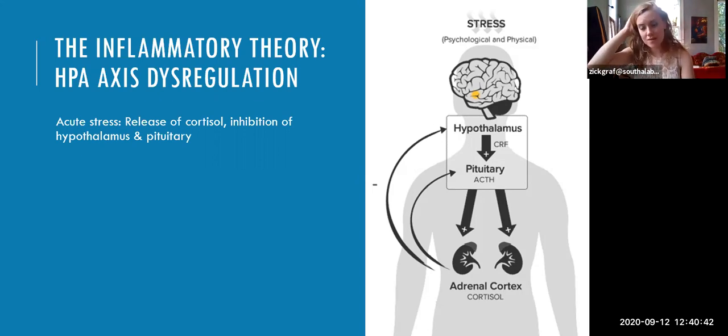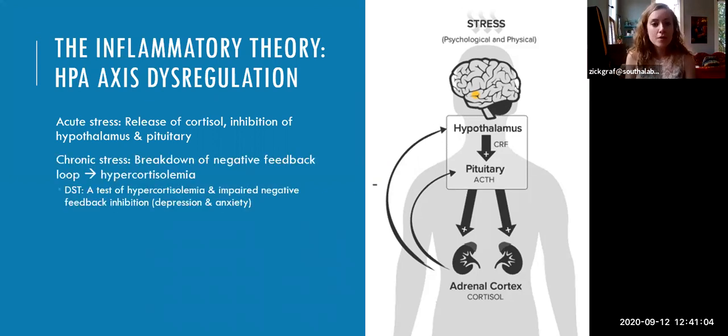So the HPA axis response is meant to be acute and short-lived, and it's meant to be self-limiting. So when you have cortisol in your blood, in addition to causing the body to go into the fight or flight response, it's also telling the brain, okay, you can stop signaling with CRF. We're already having a reaction. We don't need to keep having this reaction once we've escaped from the stressor.